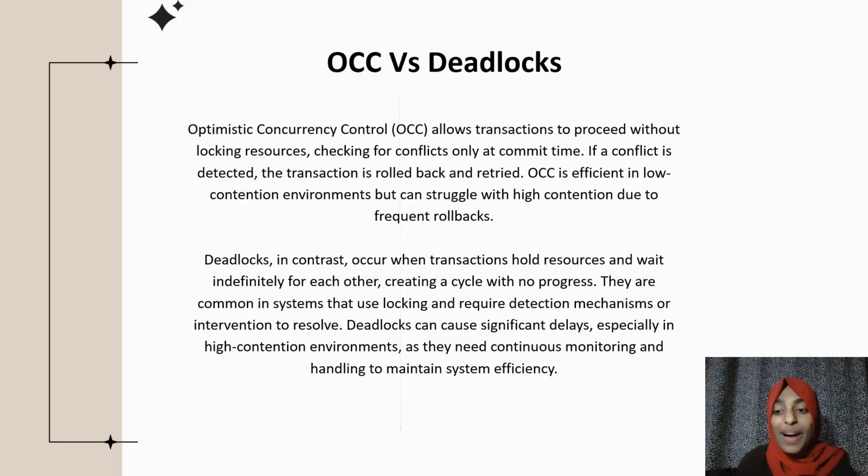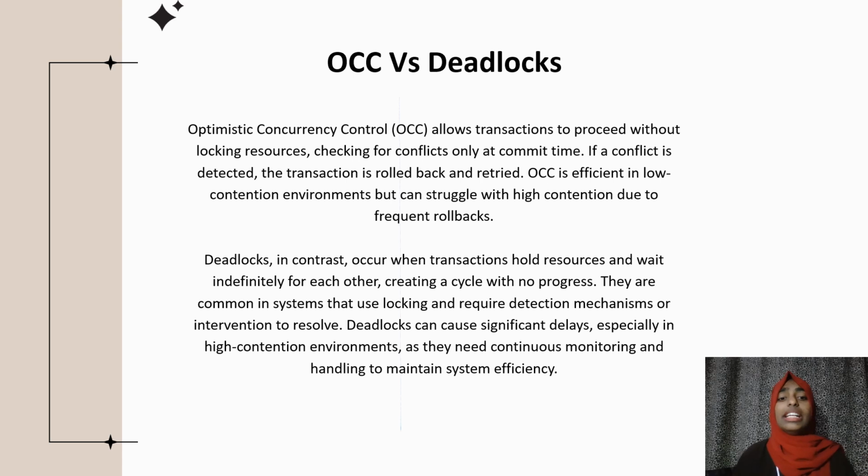These are some of the comparisons of how OCC, optimistic concurrency control, and deadlocks work. Mainly, OCC, which means optimistic concurrency control, allows transactions to proceed without locking resources, checking for conflicts only at commit time. If a conflict is detected, the transaction is rolled back and retried. OCC is efficient in low contention environments but can struggle with high contention due to frequent rollbacks.